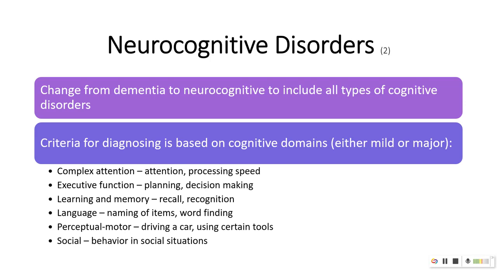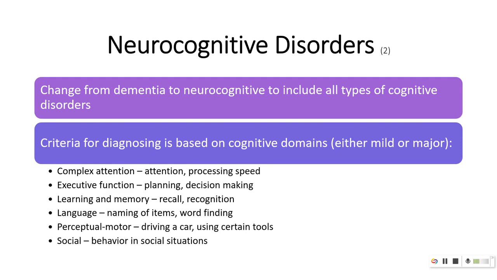So, first, let's discuss what neurocognitive disorders are. Like we said earlier, this is the new category that you'll find in the DSM-5. They've changed the wording from dementia to neurocognitive to include all different types of cognitive disorders. There are quite a few different types of cognitive disorders, but we're just going to focus on those 4: Alzheimer's, vascular dementia, frontotemporal, and Lewy body.